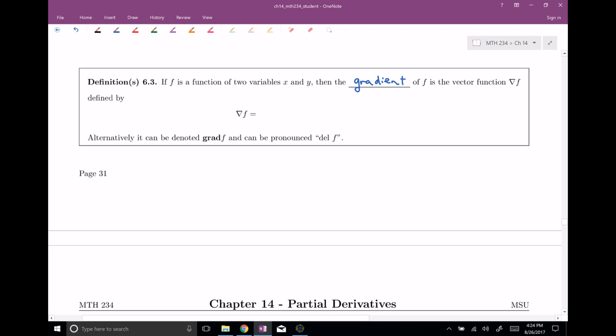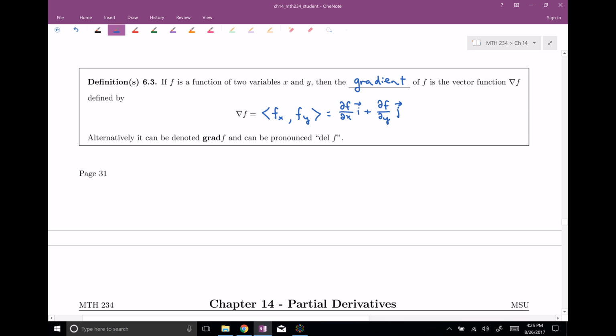And this is defined by, again, it's a vector function. In the first spot, we're going to have the derivative of f with respect to x. And in the second spot, we're going to have the derivative of f with respect to y. That seems kind of like a natural vector, right? You can also write this as the partial of f with respect to x in the i component, this is the vector i, plus the partial of f with respect to y in the j component. So this is using our standard base vectors here.